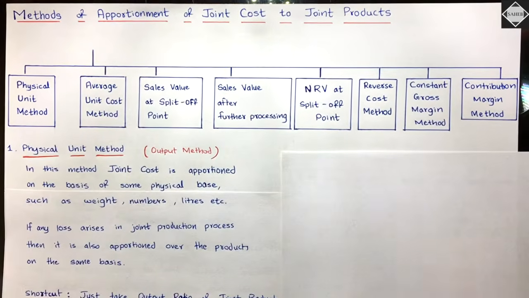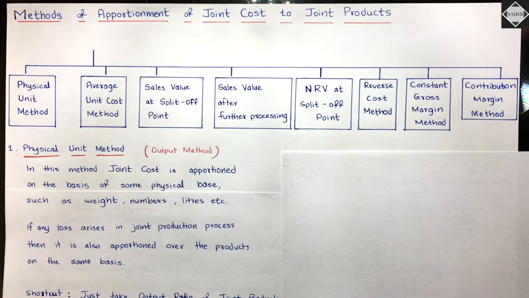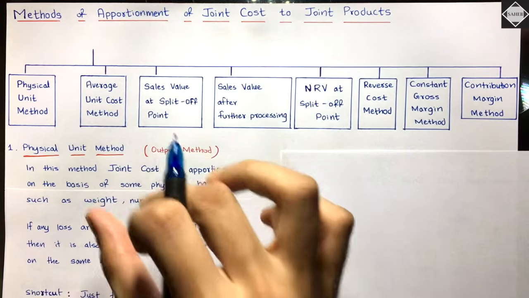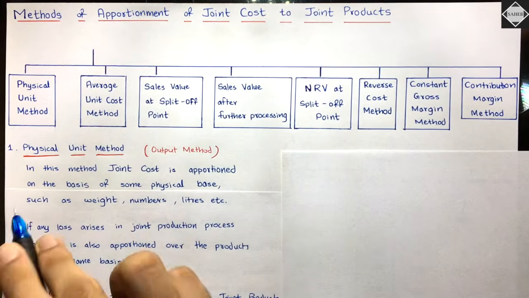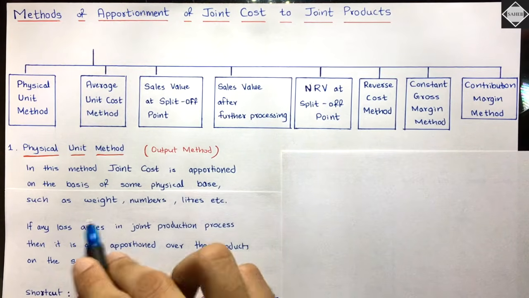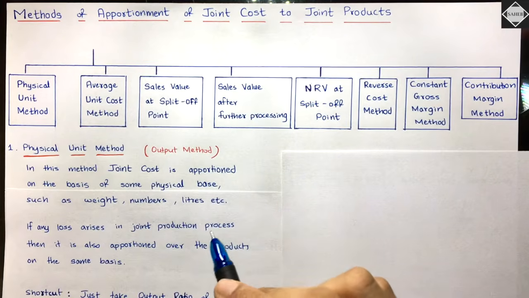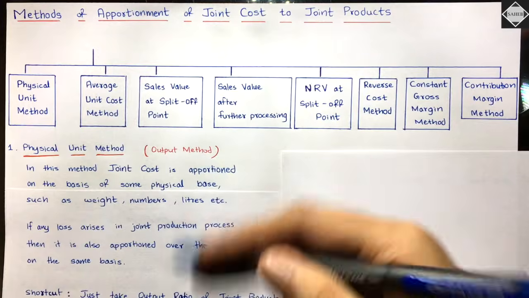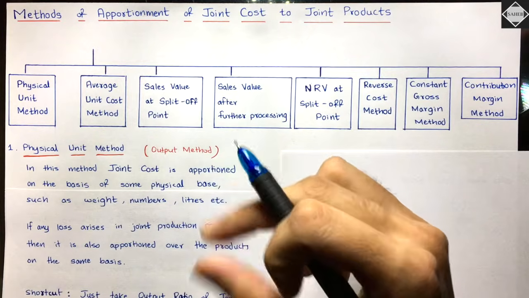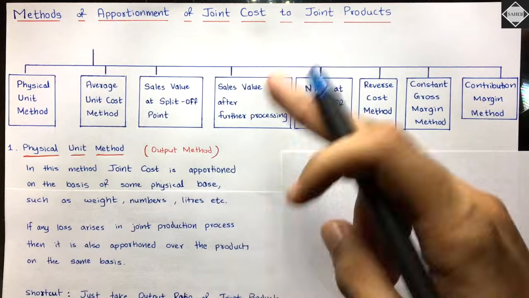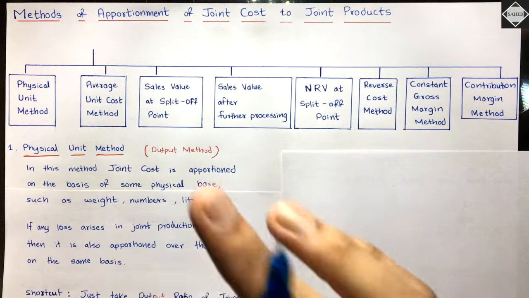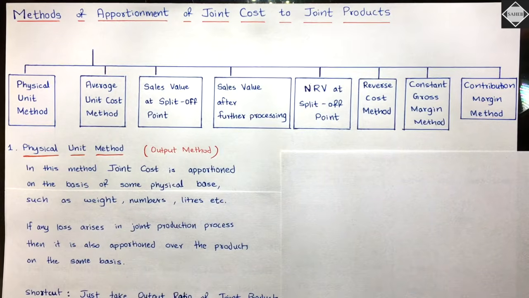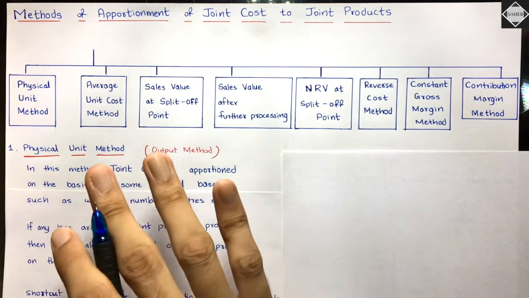Now see, physical unit method is really simple. It is also known as output method, and what happens over here is, in this method joint cost is apportioned, is distributed on the basis of some physical base such as weight, numbers, liters, etc. And the main assumption in this method is that all the joint products which come out at the split off point, those are measurable in the same units, in liters. All are measurable in liters, all in kgs, grams, something like that. Then only this method can be applied. But now the basic practical thing you have to understand regarding this method and apply it.